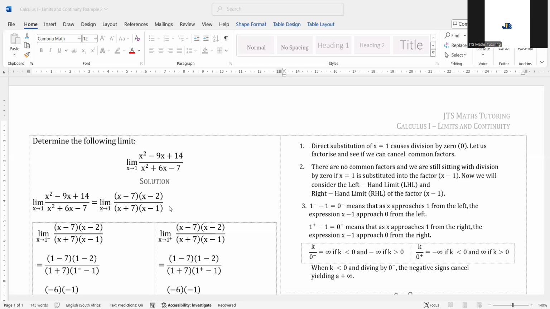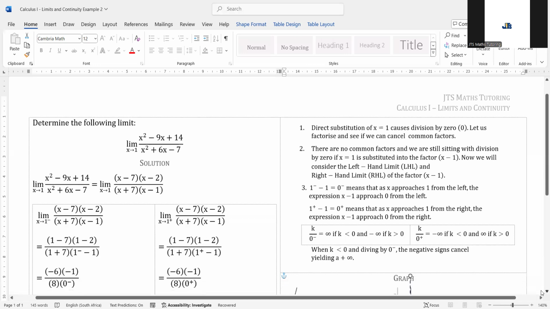So what must I do now? All right, I can see that it is this factor x minus 1 here, which is problematic. So what I'm actually going to do is consider the left-hand limit and the right-hand limit of this particular factor here. All right, so let's get going, guys.